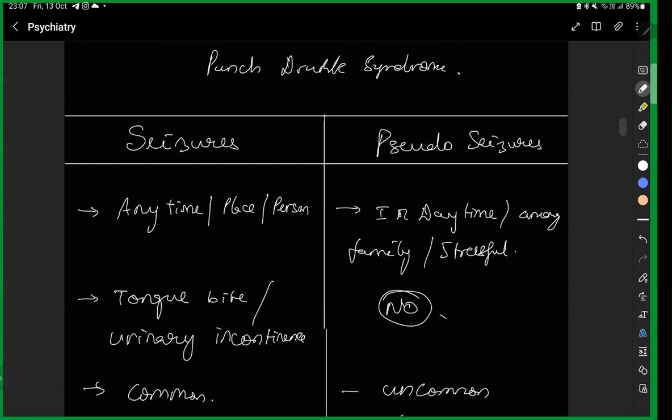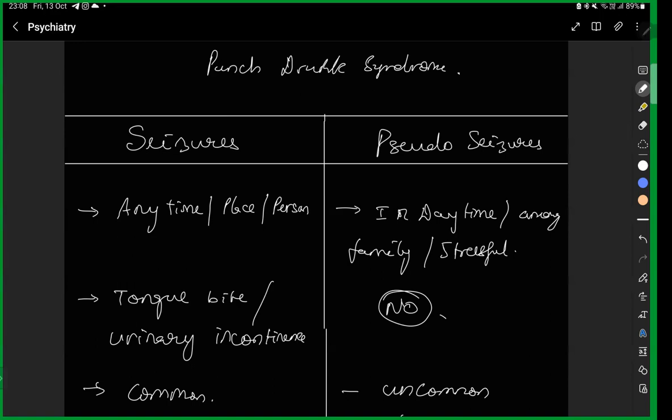Then you have two important differences. You have to know the difference between seizures and pseudo seizures. Seizures can occur at any time, place, or person. You'll have a tongue bite, urinary incontinence, and it is very common. What is pseudo seizures? It occurs in the daytime, when the family people are around them, when there is a stressful situation. This is a very uncommon condition.